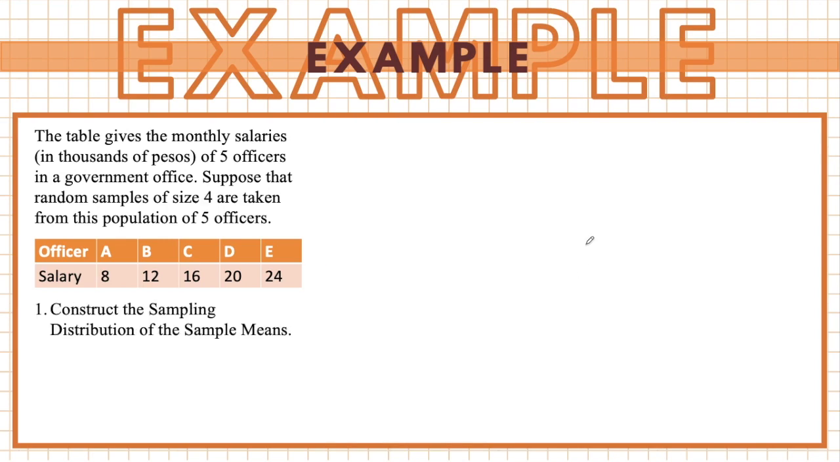Okay, next example. So given the situation, it's just the same. We're still using the same population, but this time, the random samples of size 4 are taken from this population. So 4 samples ang ating kukunin, or the sample size n is equal to 4. Again, for number 1, we construct the sampling distribution of the sample means. So first, we identify the number of samples. Since 4 na ang ating sample size and we still have 5 elements in the population here, 5 choose 4, that will be 5 samples.